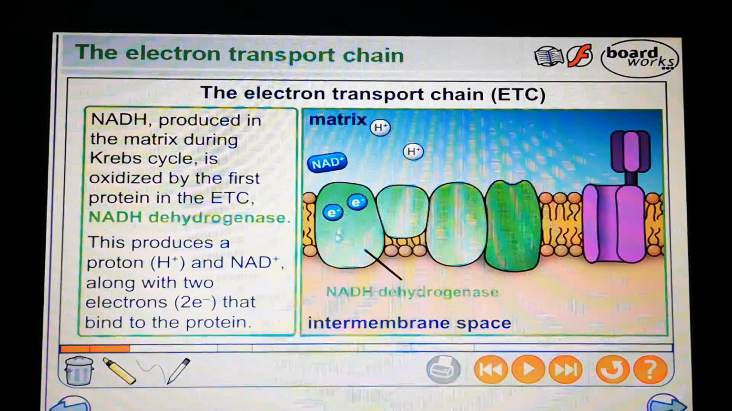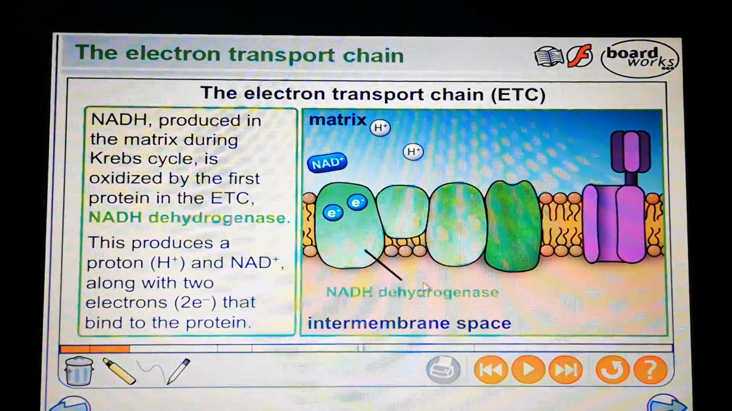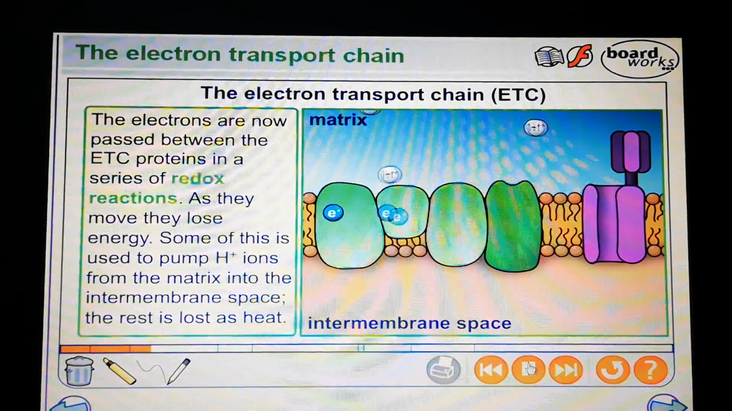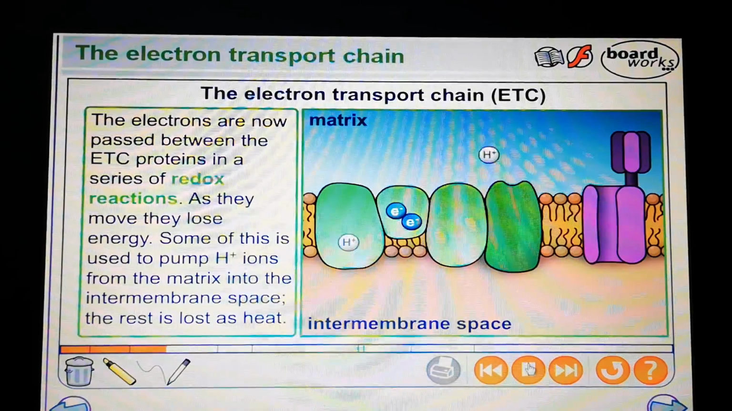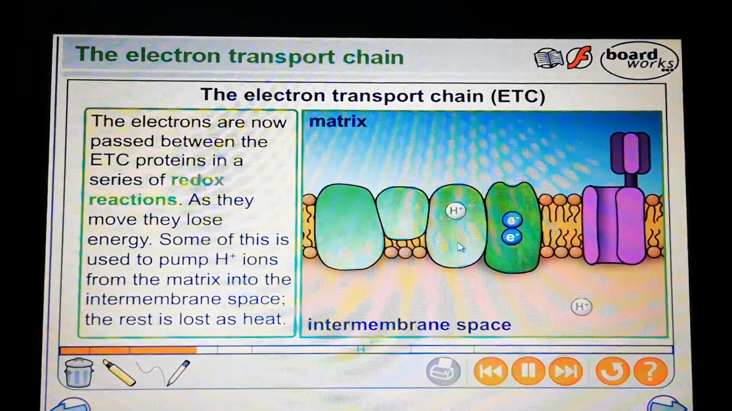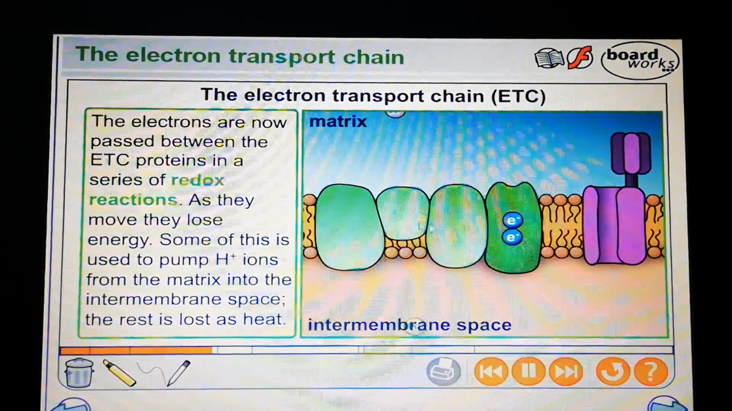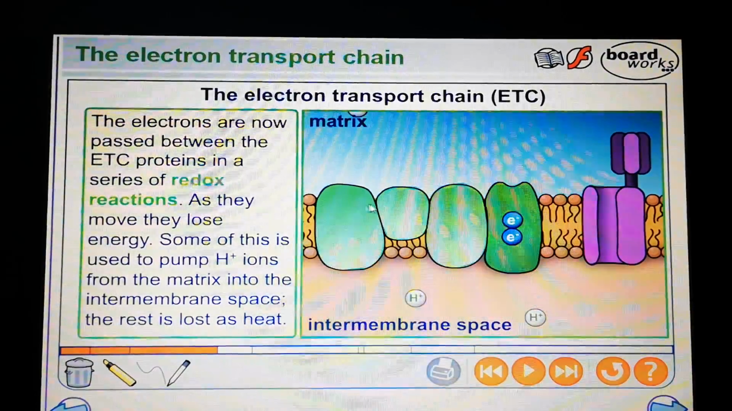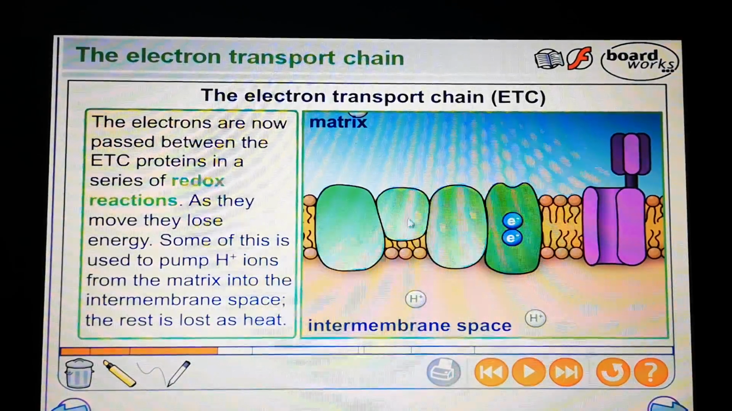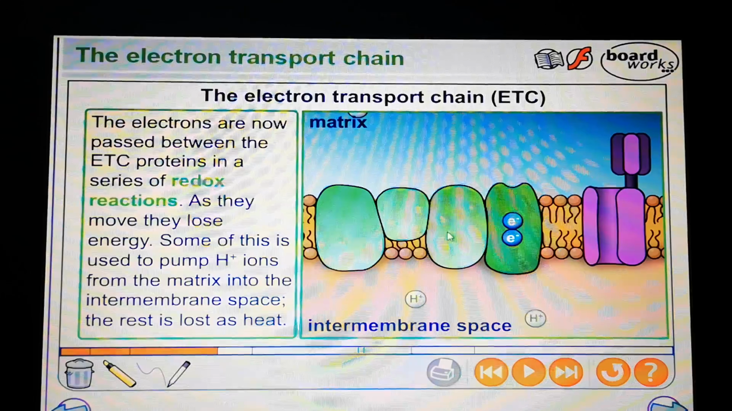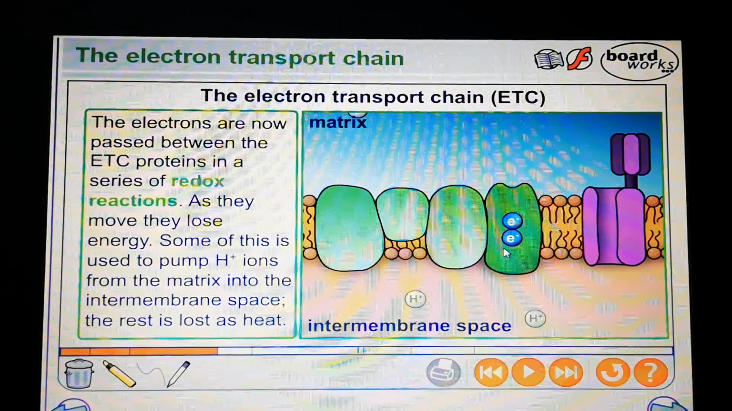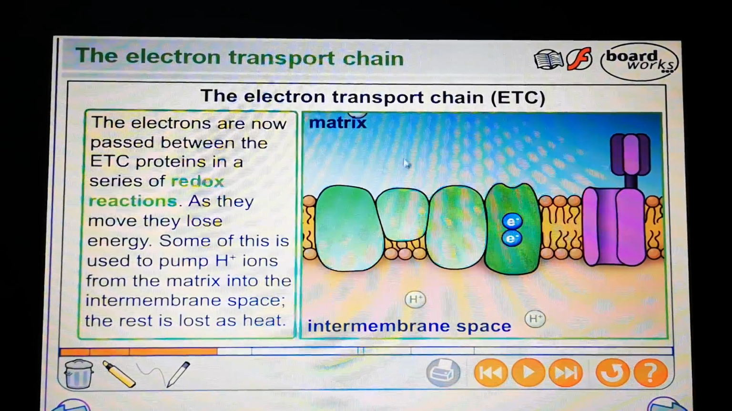So this electron has been dropped off at this protein here. And what will happen to that pair of electrons is they will be passed from one protein to another in a series of redox reactions. So obviously as it gains, it becomes reduced. As it loses the pair of electrons, it becomes oxidized. And as a result of those pair of electrons moving from a higher energy level down the electron transport chain, they'll be releasing energy as the pair of electrons descend. And it's that energy that's going to be used to pump across those protons.